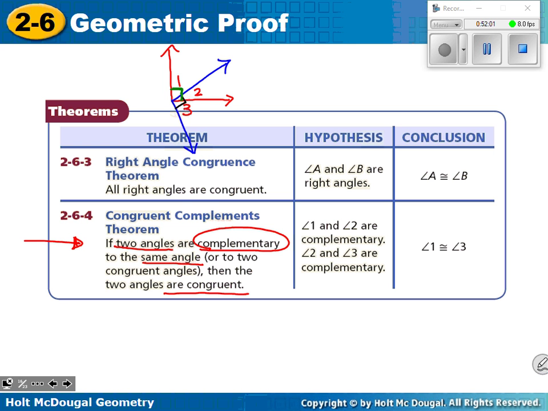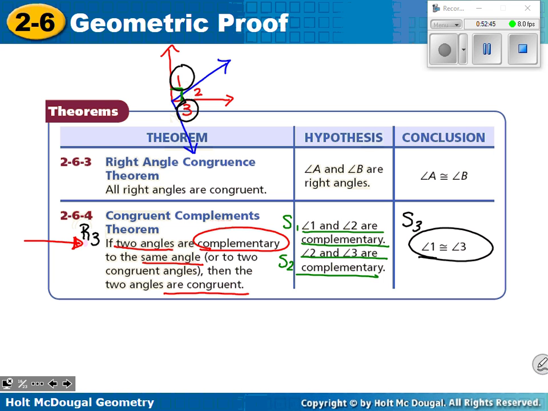So do you notice that angles 1 and 2 form a right angle? So they are complementary, right? So angle 1 and angle 2 are complementary. Do you notice that 2 and 3 form a right angle? So 2 and 3 are complementary. So again, this could be statement 1 in your proof. This could be statement 2 in your proof. So that means that angles 1 and 3 are both complementary to the same angle 2. If they're complementary to the same angle, then that means those two angles have to be congruent. That would be your statement 3, and your reason for that statement would be congruent complements theorem.